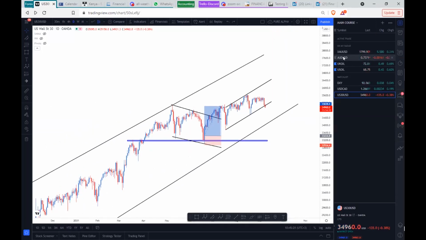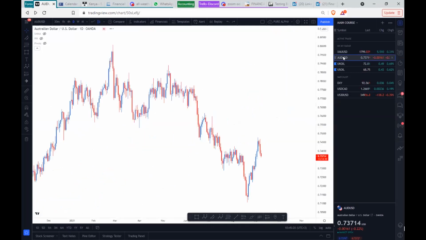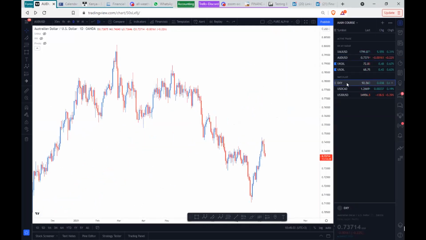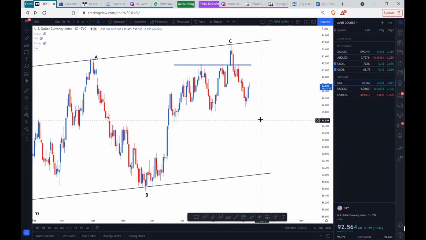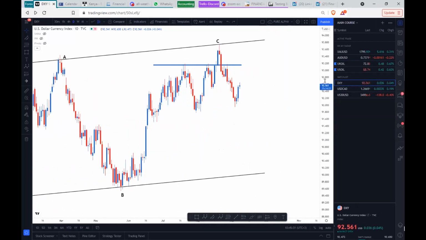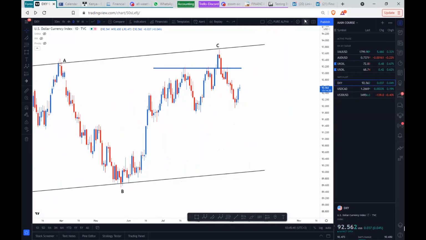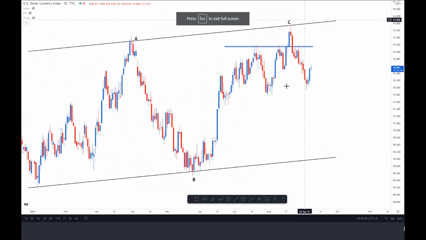let's start with Aussie dollar. Aussie dollar, we had a third trend line bounce. Let's start with the dollar so that we can have the general view and then we can see what's moving forward. So I was really expecting the market to come to this correction phase.